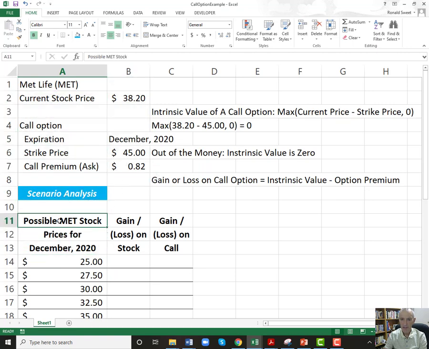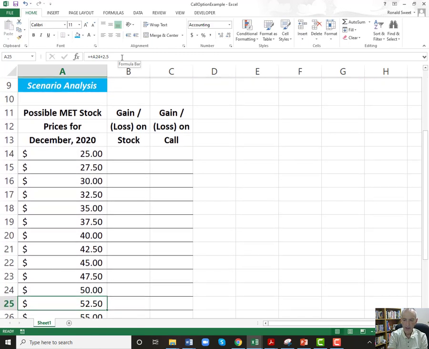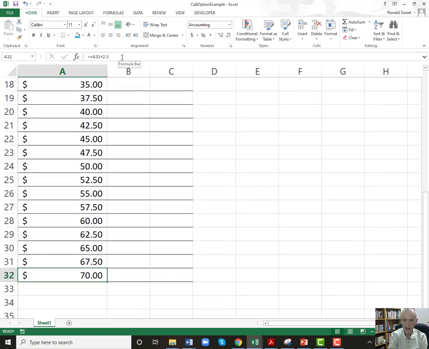What I did over here, I have possible stock prices for MetLife stock as of December 2020 when the option expires. I'm going to do a gain or a loss on the stock and a gain or a loss on the call option. For the stock price, I start at $25, and I just go up. If you look at the formula here, I take the previous one and add $2.50, going up by $2.50 all the way up to, I think, $70.